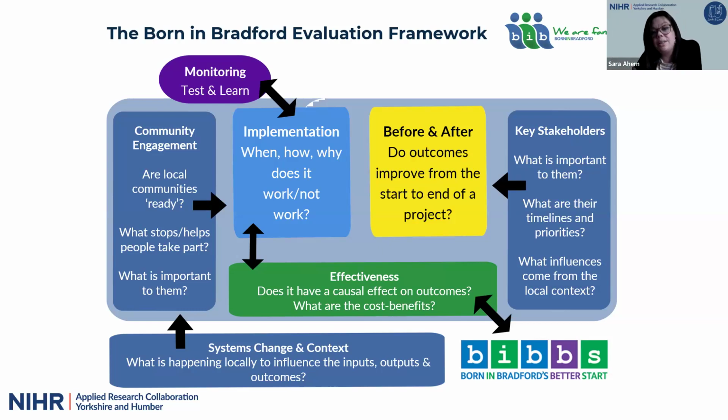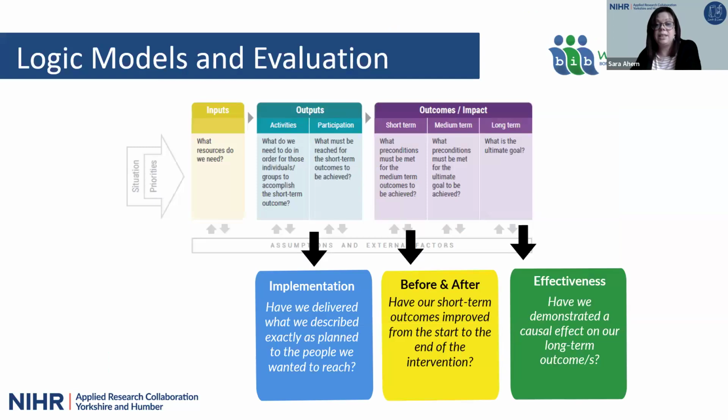Once that's been established, you can start to look at those short-term outcomes and thinking about maybe a before and after evaluation, so whether outcomes are improving from the start to the end. And then you can move on to thinking about effectiveness and whether there's any sort of causal effect of your intervention or program of work. So again, this sort of translates from outputs, building an implementation evaluation, short-term outcomes, looking at a before and after evaluation, and then longer term thinking about effectiveness and whether you've demonstrated a causal effect of your intervention or programme.